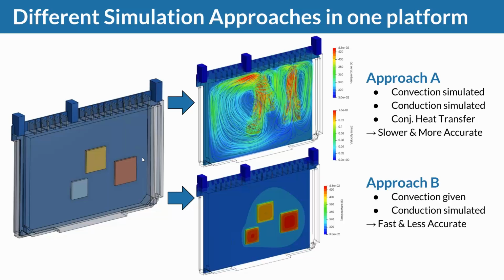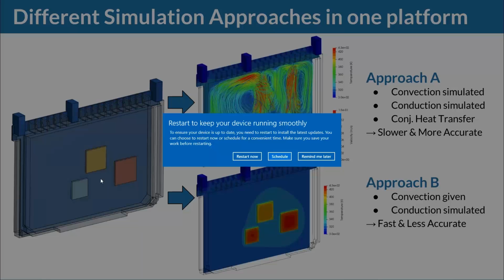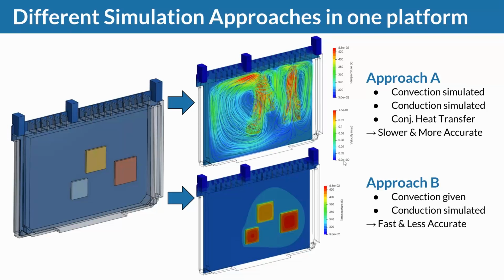So the question is, is this passive cooling approach within this sealed enclosure enough that the temperature for these chips stays below the maximum? And what we could do is basically two different approaches, and both of them work on SimScale.